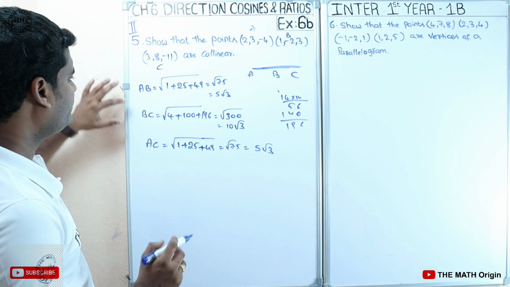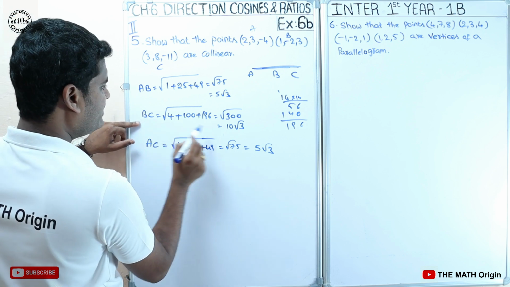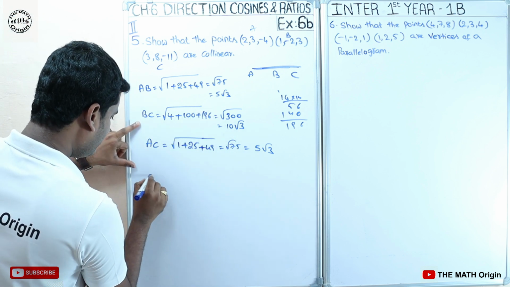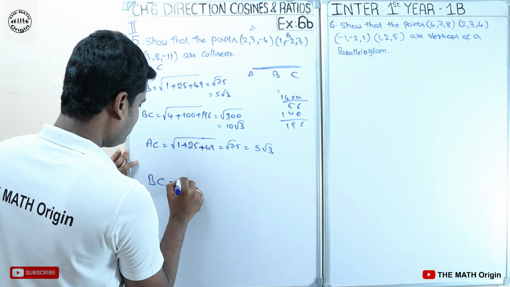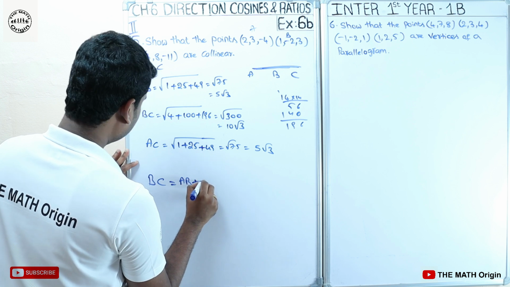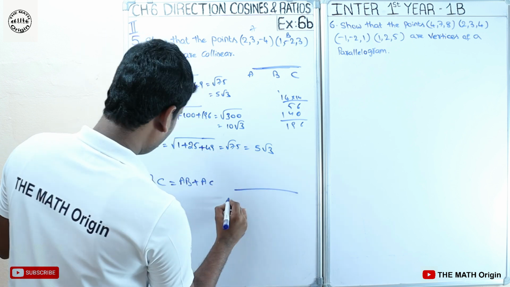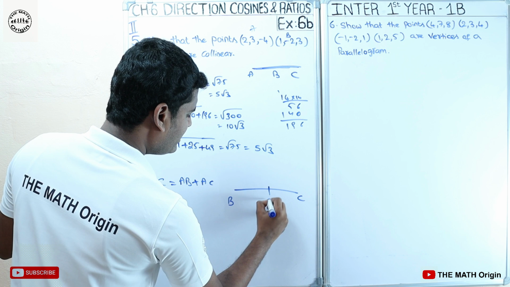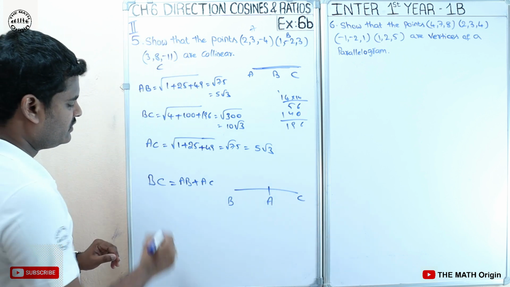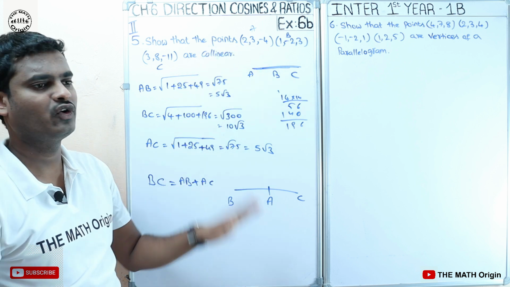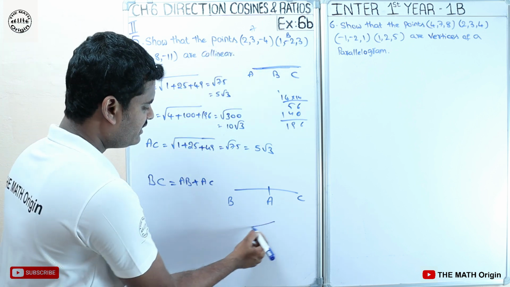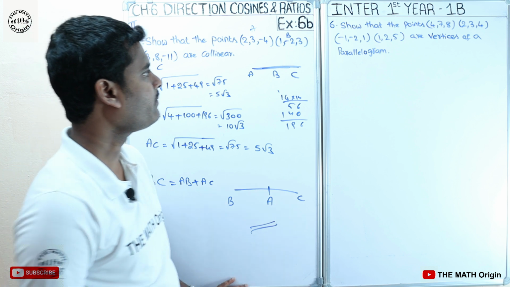Now, if you see, BC is equal to 10 root 3, which equals 5 root 3 plus 5 root 3, therefore AB plus AC. Therefore the line looks like B, C, and here it is A. Therefore it clearly states that the given points are collinear. Here ends our fifth problem.